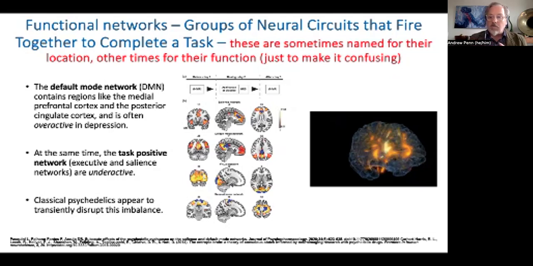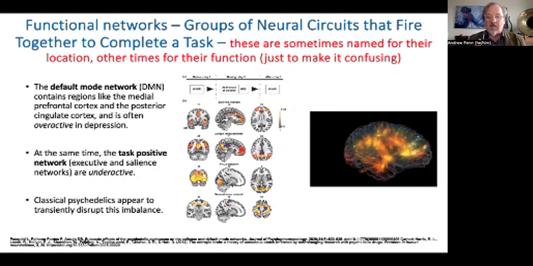By the way, classical psychedelics such as psilocybin seem to disrupt these networks for at least a period of time, and possibly when they wear off, things are reset in a different way. But that's more content for a later date. I just want to give you an idea of what we're talking about when we discuss functional networks.